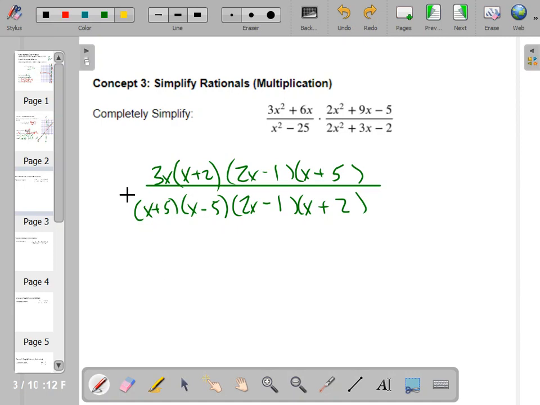Does anything cancel? X plus 5? Yes. X plus 2? Yes. 2x minus 1? Yes. So the only thing that's left is 3x over x minus 5. That is completely simplified now. You factor everything you can, and you cancel any of the factors that are shared in the numerator and denominator.